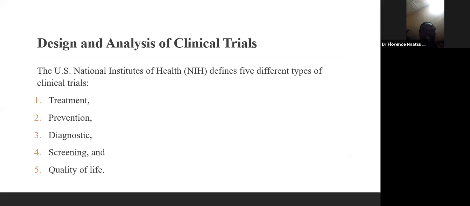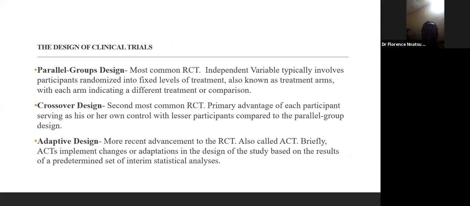Then, design and analysis of clinical trials. In the United States of America, the National Institute of Health defines 5 different types of clinical trials: by treatment, by prevention, by diagnostic, by screening, and quality of life. Like the one I'm doing now, which is the quality of life of prostate patients in the specialist hospital.